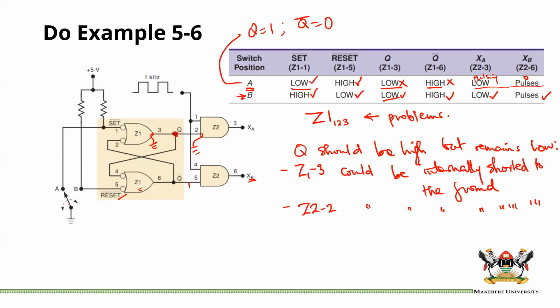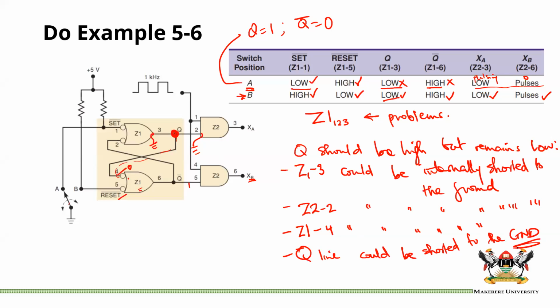Another thing that could force Q to 0, because you see Q is also connected to here. So you might find that actually Z1 4 is internally shorted to the ground. Because if this is always a 0, then obviously that line will always be a 0. Obviously, the Q line could be shorted itself, not internally, because it's exposed, could be shorted to the ground. So all of these are circumstances.